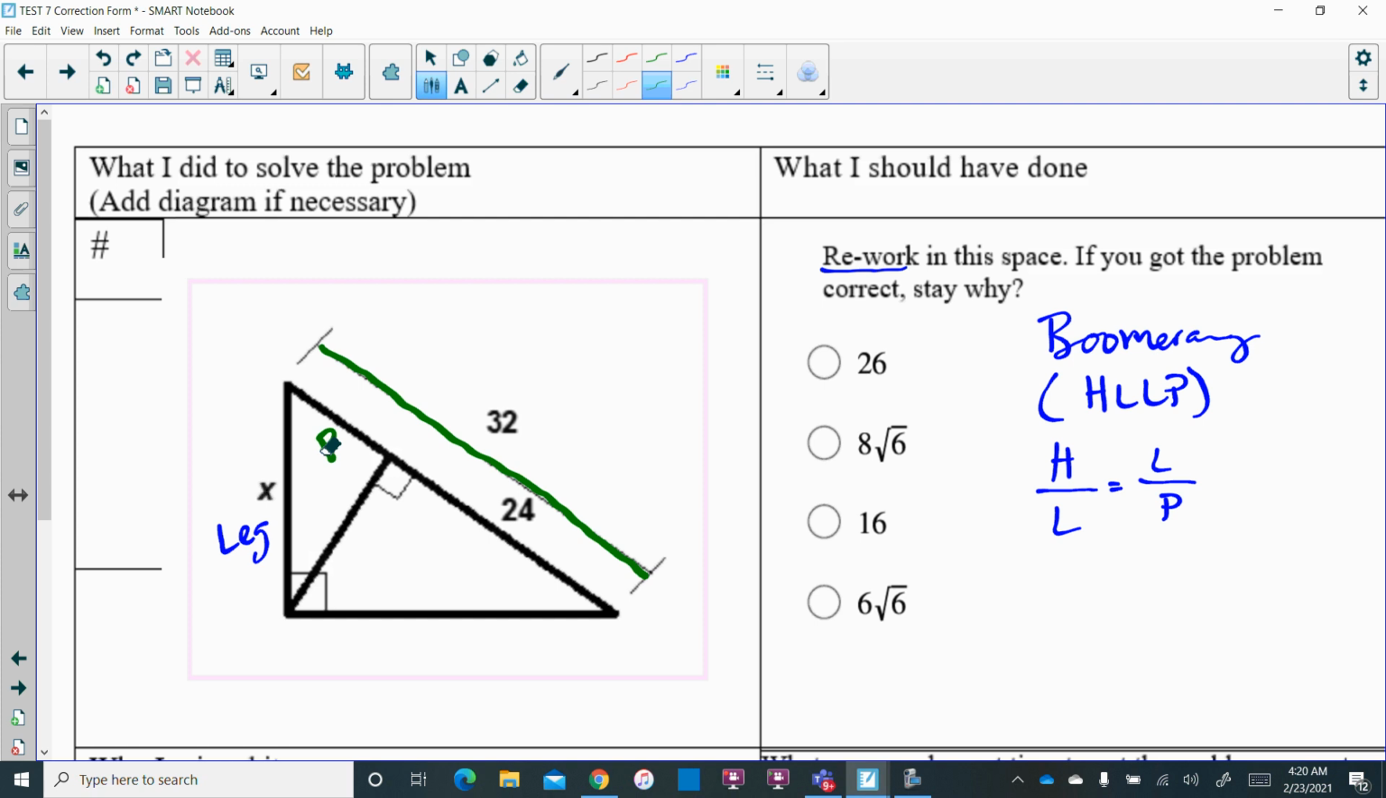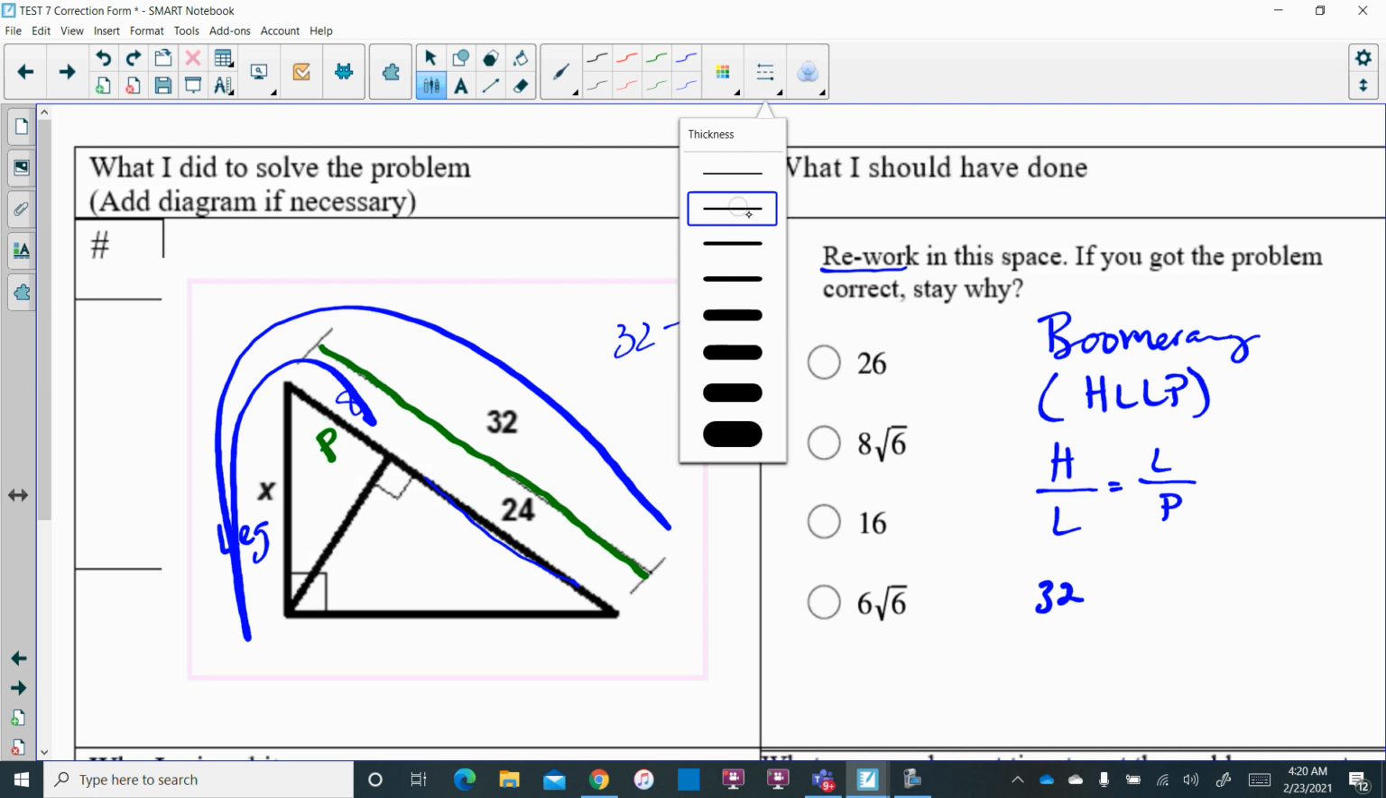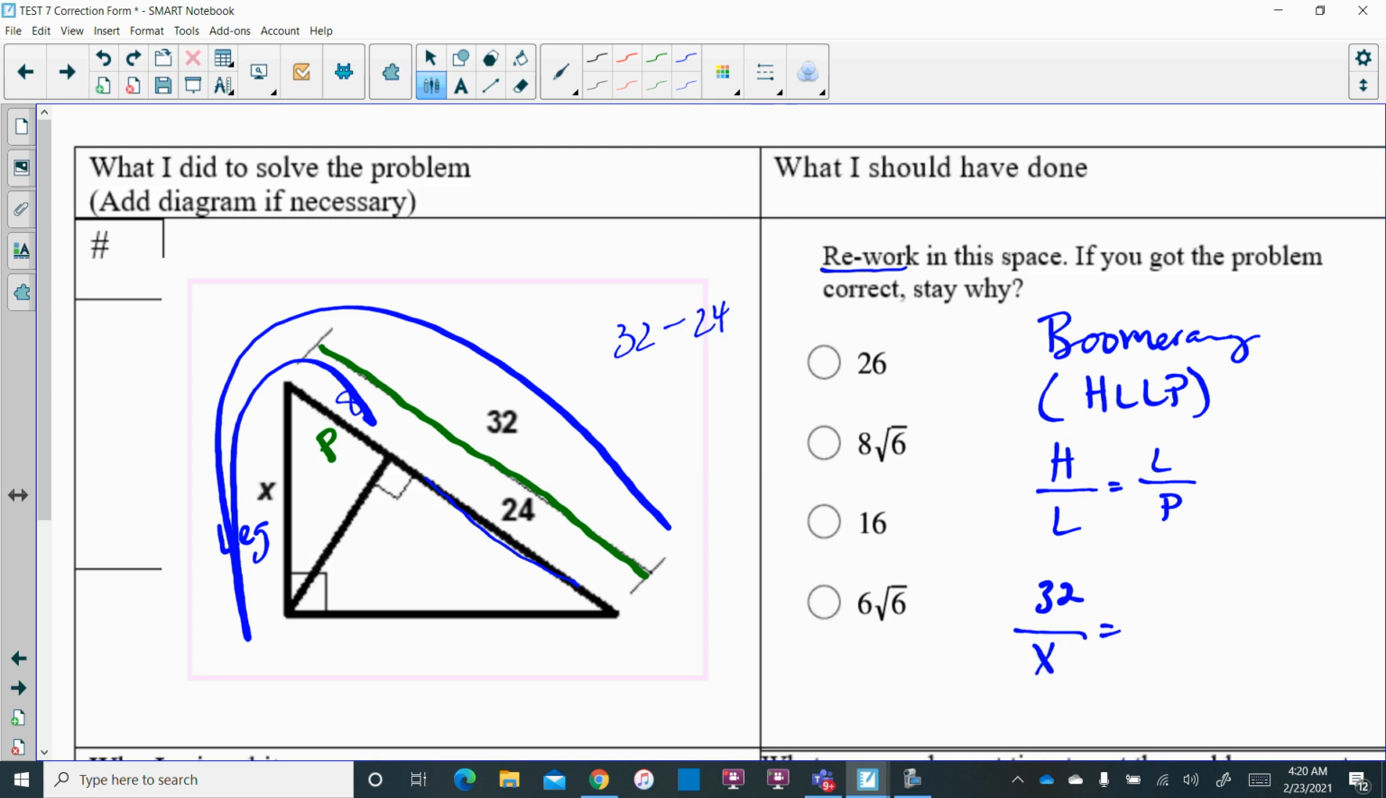This part. And again, you have to do that. You had to use the fact that we have 32 and 24, this part. So we just subtract the 4. Subtract the whole hypotenuse from the part we have, 32, and this will give our missing part of 8. Okay, so if we're following our boomerang, it would be here, come back, and it stops at that part. So the hypotenuse setup would have been 32 over the leg, which is x, equals x, our leg over the part, which is 8.